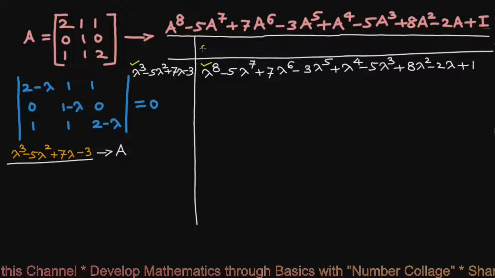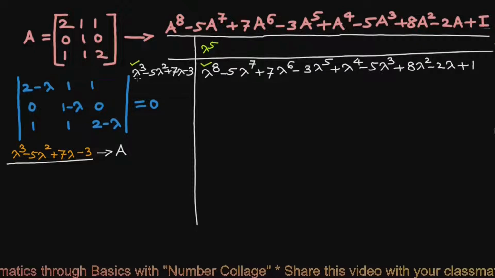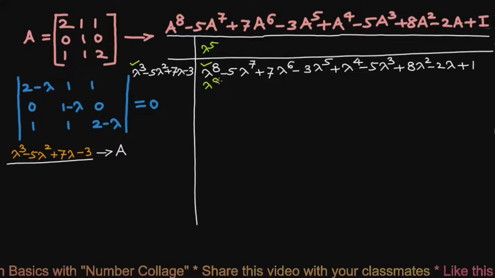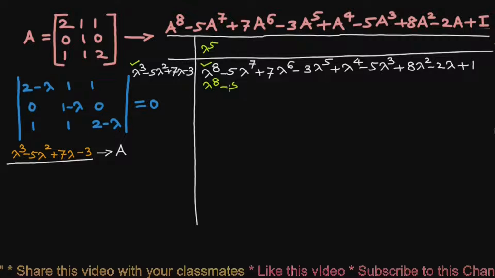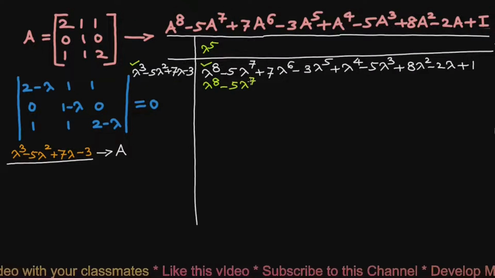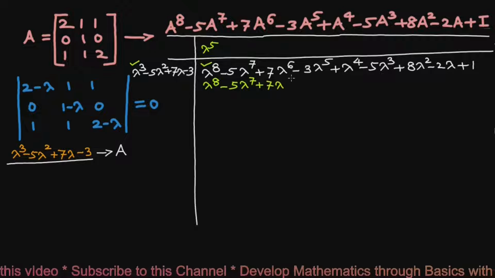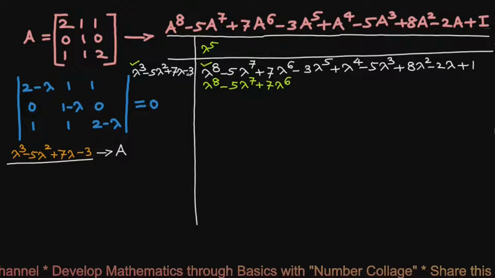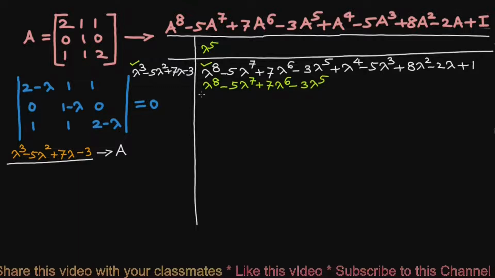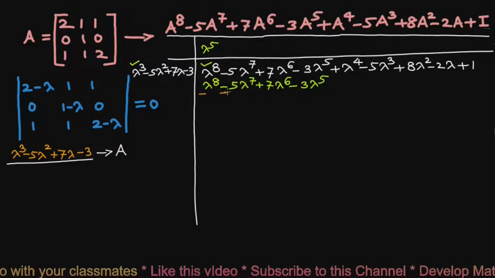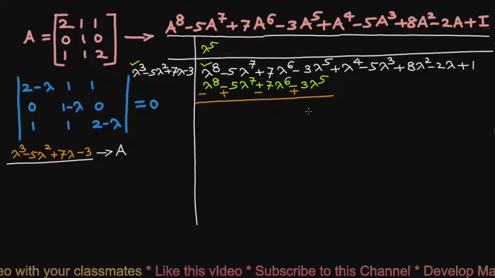That will give us quotient lambda raised to 5. Now lambda^5 multiplied by lambda cube is lambda^8. Lambda^5 multiplied by minus 5 lambda square is minus 5 lambda^7. Lambda^5 multiplied by 7 lambda is 7 lambda^6. Lambda^5 multiplied by minus 3 is minus 3 lambda^5. We change the signs: minus, plus, minus, plus. So after subtraction we get 0.